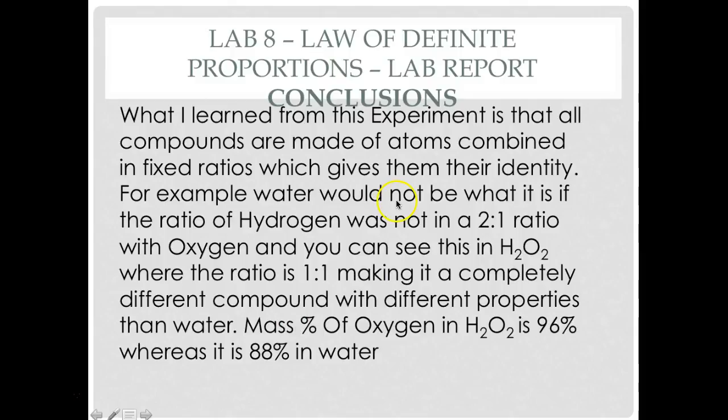So what did I learn from this experiment? What I learned is that compounds are made up of atoms combined in fixed ratios, all right? It's always a 2-to-1 in water of hydrogen and oxygen, whereas a 1-to-1 in hydrogen peroxide. So the percentage of oxygen by mass in hydrogen peroxide is 96% as opposed to 88% in water, all right?